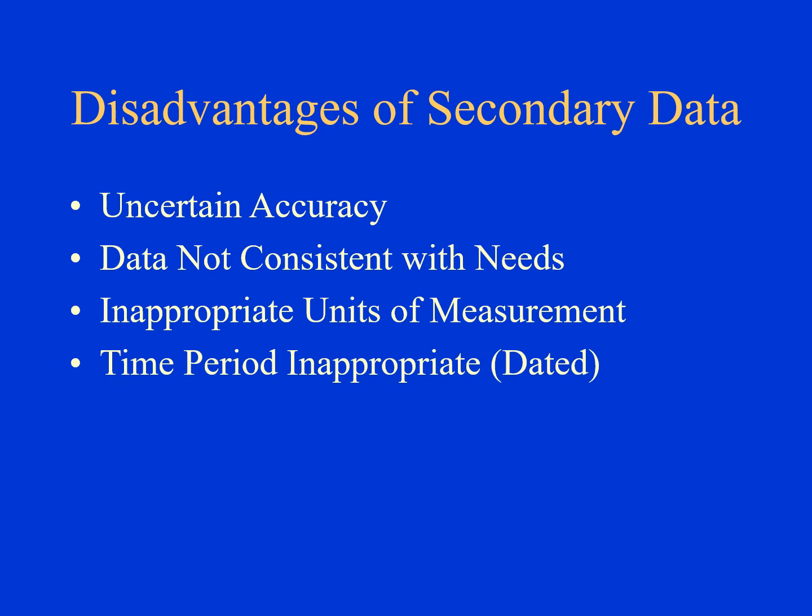Disadvantages of secondary data. An inherent disadvantage of secondary data is that they were not designed specifically to meet the researcher's need. Thus, the researcher must ask how pertinent the data are to their particular project. Secondary data can have uncertain accuracy, or not be consistent with the needs of the researcher, so it is inappropriate. Secondary data can have inappropriate units of measurement, and the time period can be inappropriately dated.